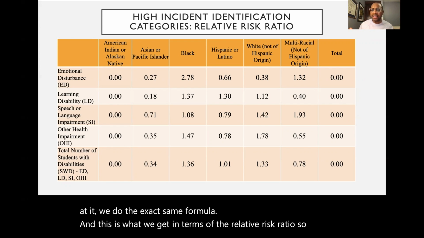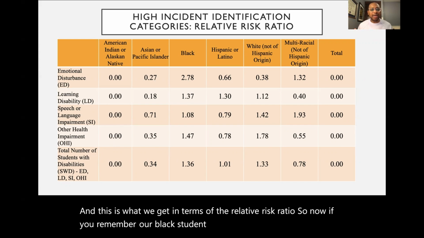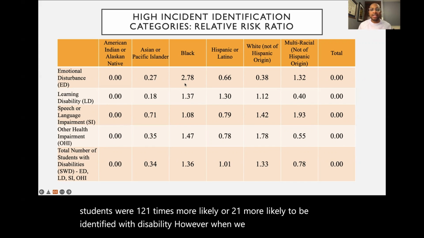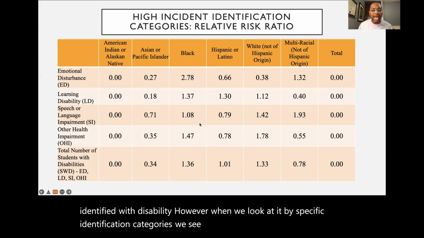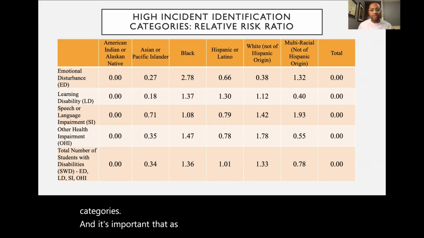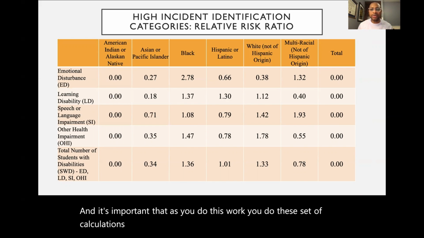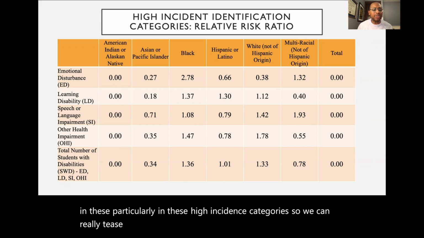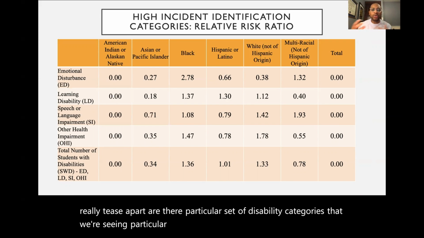So now, if you remember our Black student example that we had, Black students were 1.21 times more likely, or 21% more likely to be identified with disability. However, when we look at it by specific identification categories, we see that Black students' relative risk ratios are higher in certain categories. And it's important that as you do this work, you do these set of calculations using the relative risk ratio, that you practice doing it, particularly in these high incidence categories, so we can really tease apart whether there are particular set of disability categories that we're seeing particular groups experiencing a higher or lower incidence of.